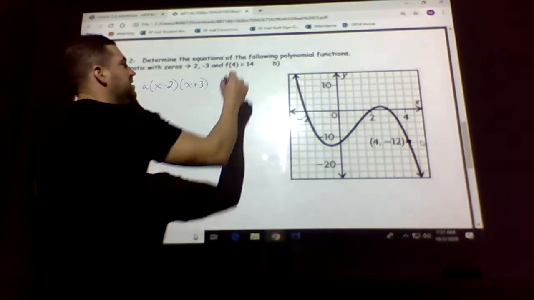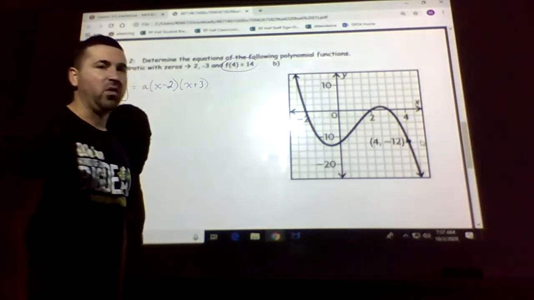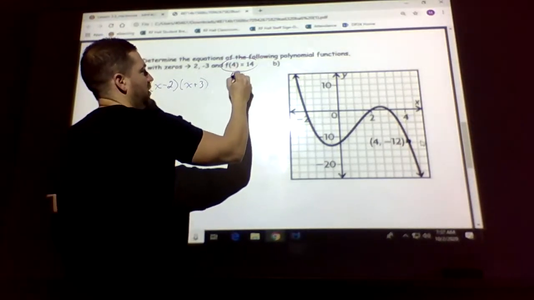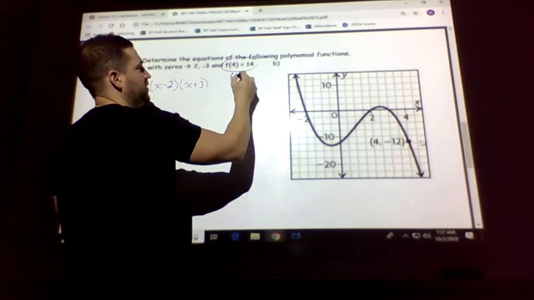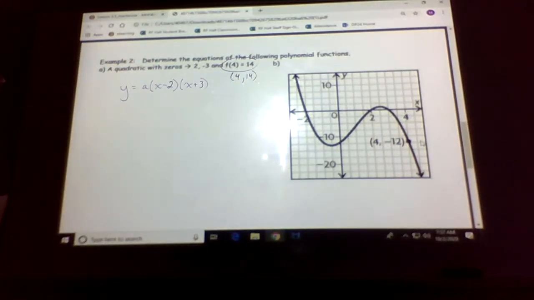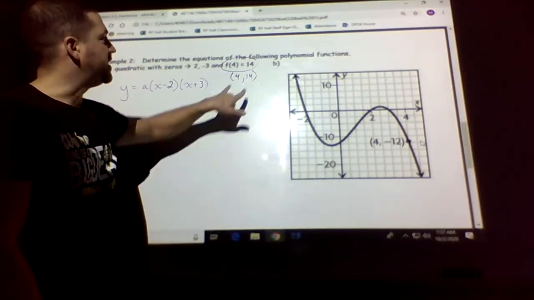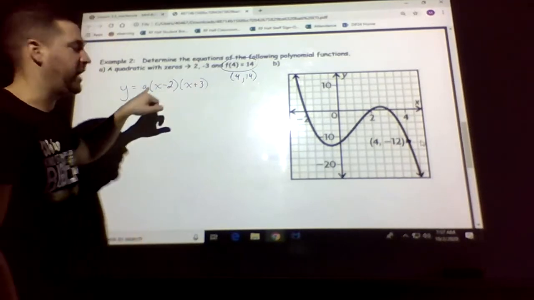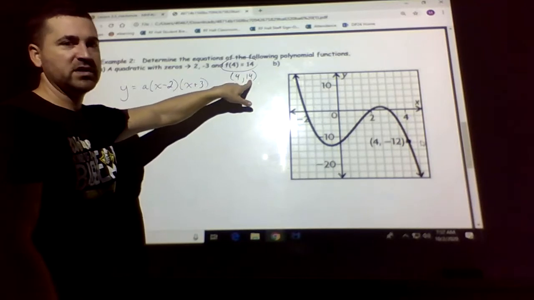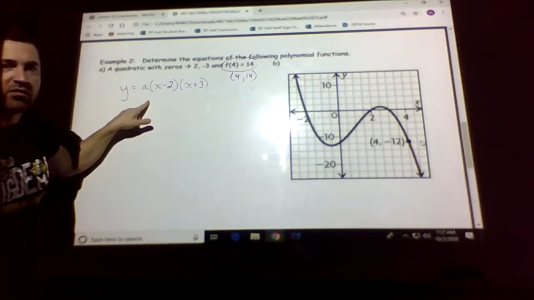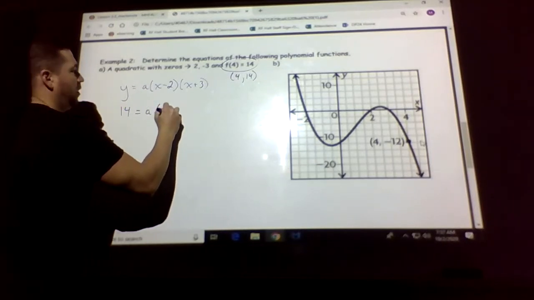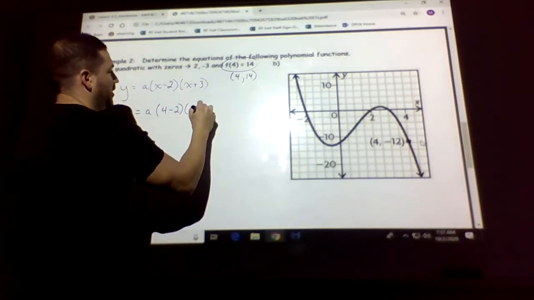So we need to know what this is. So they give us another piece of information. So f(4) = 14. So that means f at x, so x is 4. When you substitute 4 into the equation, you get an answer of 14, which is your y value. So we're going to use this piece of information in order to find our a value. So we're going to substitute the 4 into our x's and the 14 into our y, and then we're going to solve for a. So 14 = a(4 - 2)(4 + 3).